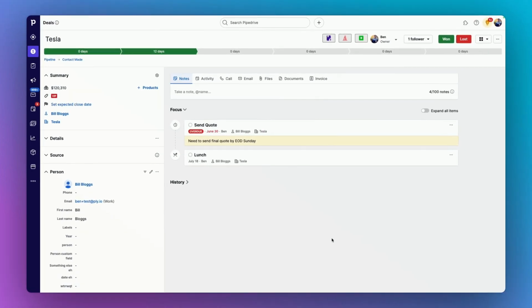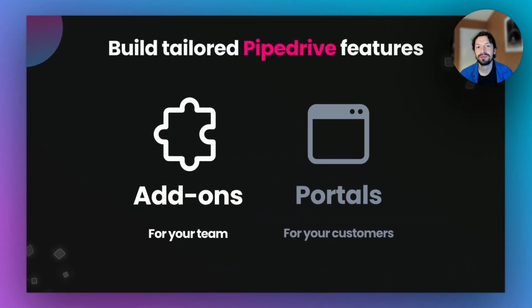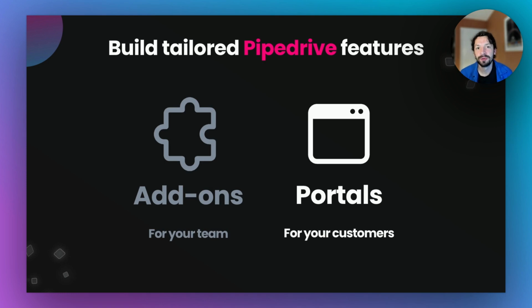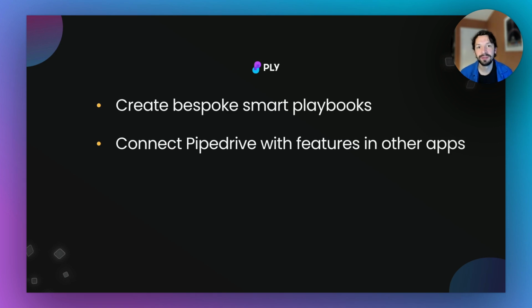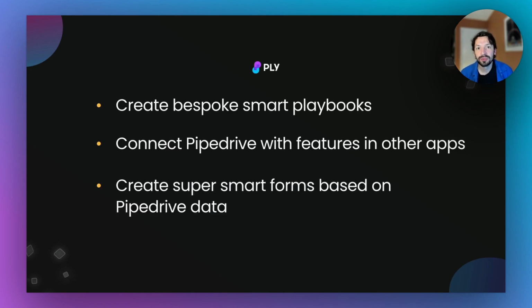and boost your productivity. As well as building team features that help improve KPIs, with Ply you can also build portals, which are powerful client-facing experiences based on dynamic data. Stick around because we're going to cover just a handful of things your sales team can start using today. This includes creating bespoke smart playbooks, connecting Pipedrive with features in other apps, and using Ply portals as a super smart form based on your Pipedrive data.